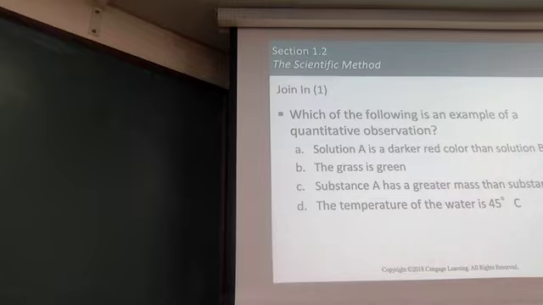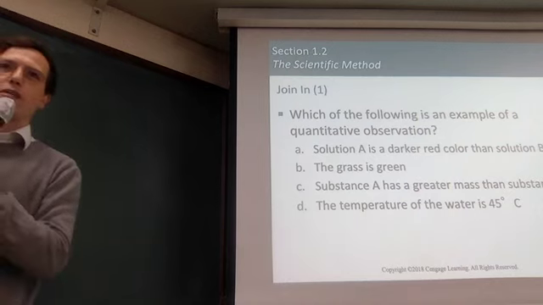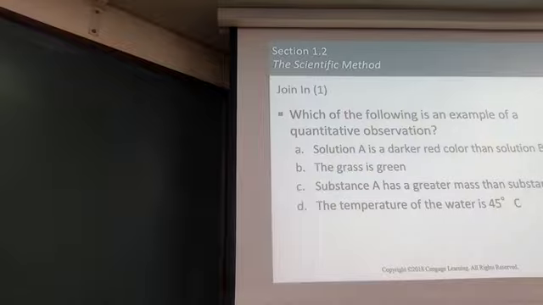Okay, qualitative? Yeah, most of you. Qualitative doesn't involve any numbers, right? And indeed, this doesn't involve any numbers, it's qualitative. B, the grass is green. Who thinks this is quantitative? Okay, this is right, it's qualitative. C, substance A has a greater mass than substance B. Who thinks this is quantitative?